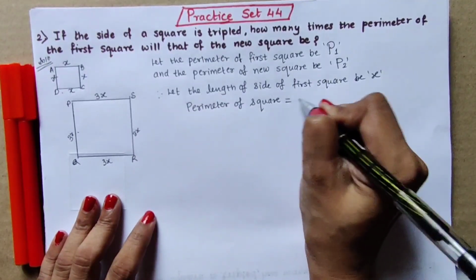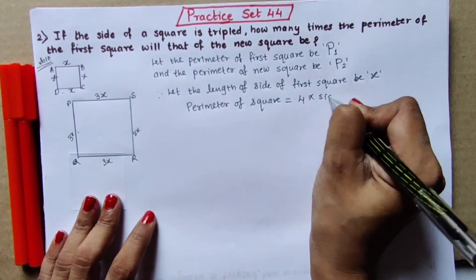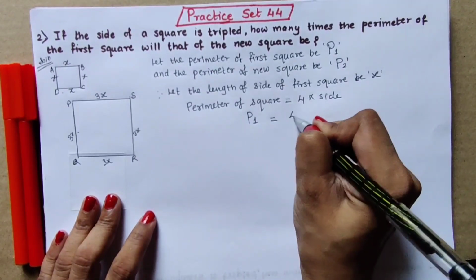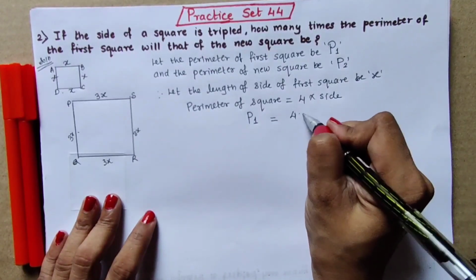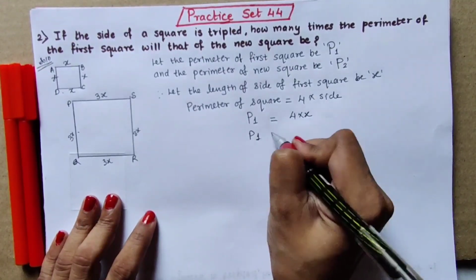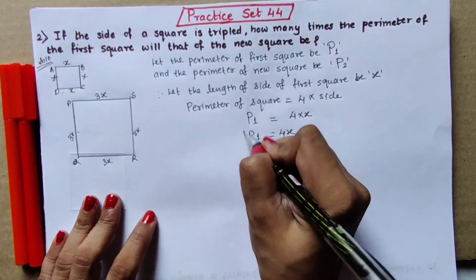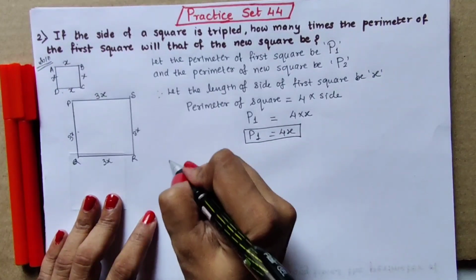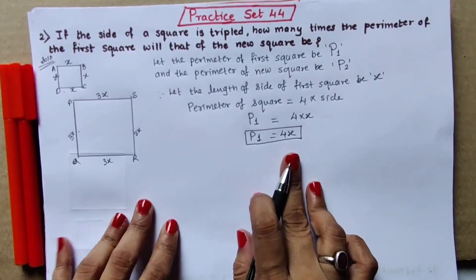We have seen 4 multiplied by side, and therefore perimeter of first square P1 is equal to 4 multiplied by side. Side is x. So 4 multiplied by x, that means P1 is equal to 4x. We are getting perimeter of first square as 4x. Now let us find out the perimeter of new square.